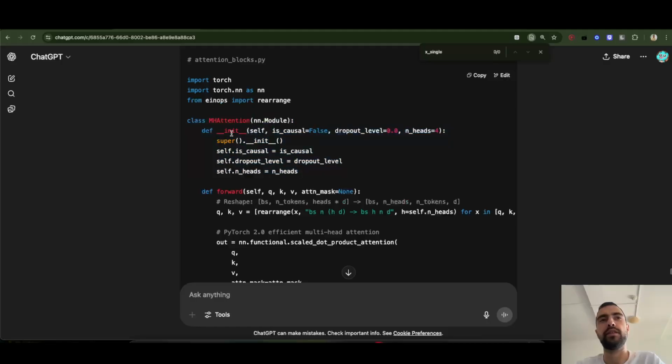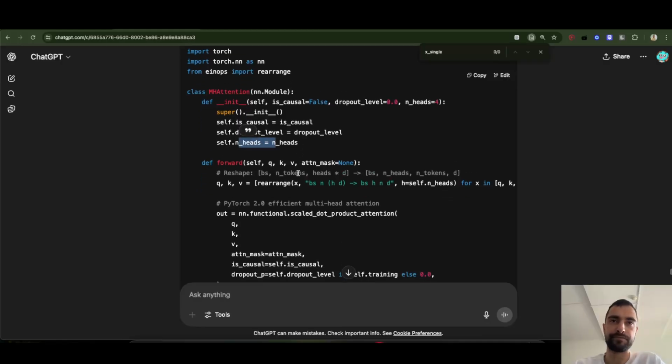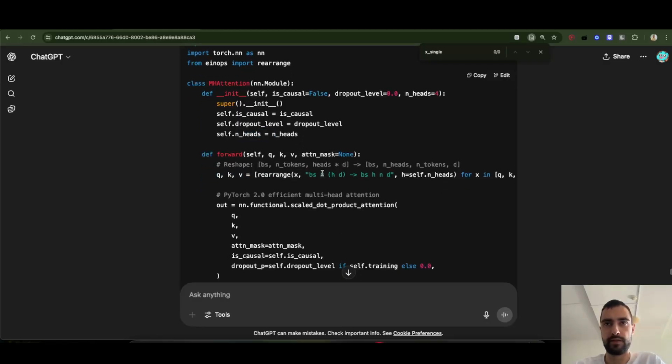So it's very simple. Init super, we already know. We have some variables for heads. Is causal means future tokens are masked, maybe future images, future tokens and so on. Dropout level, this is for regularization. Number of heads. Then the forward pass.